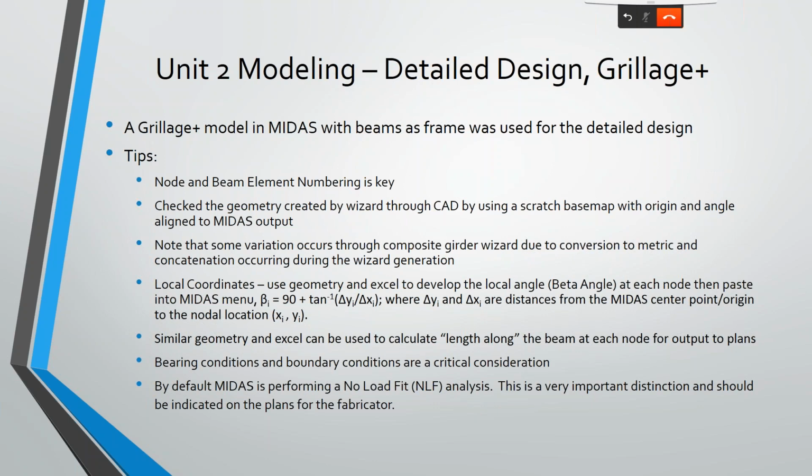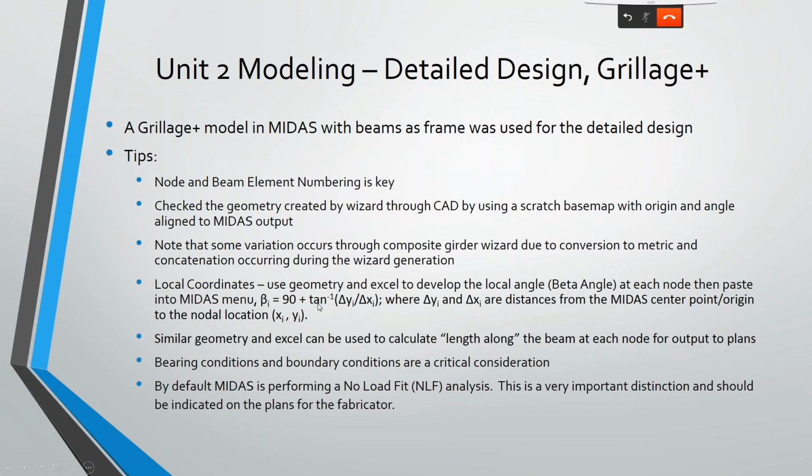One item for the curved structures is you want to make sure you're using local coordinates, and you do need to define a local angle at each node in order to do that. This is best done using Excel. You can take the locations out of Midas and paste them directly into Excel, then use an equation that is basically just straight geometry. From the center point of the circle you're working with, there's a delta y and delta x coming from the center point to the node of interest. Taking that angle and offsetting it 90 degrees, you get your local angle.